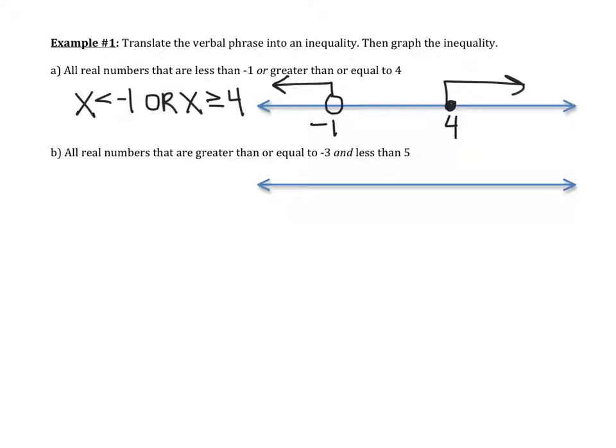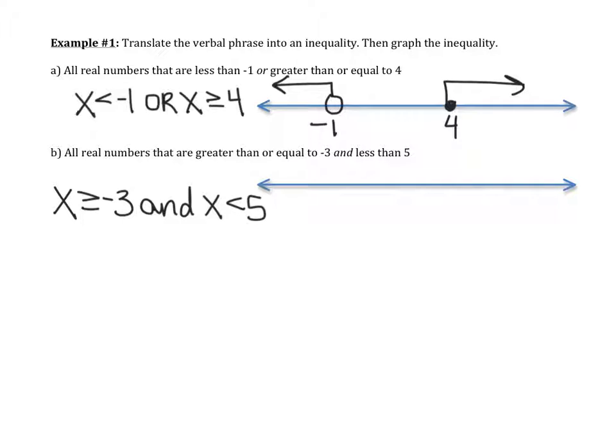Look at part B. All real numbers that are greater than or equal to -3 and less than 5. So remember, and means in between. So let's write our two inequalities and then we'll combine them into one compound inequality. So we'll first write x is greater than or equal to -3 and x is less than 5. So think about it. This number x has to be greater than or equal to -3, but at the same time less than 5. So it's going to be any number between -3 and 5.